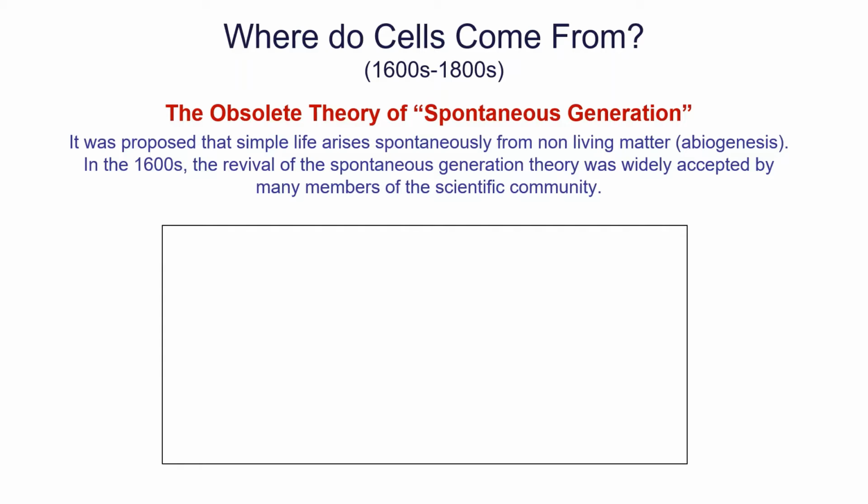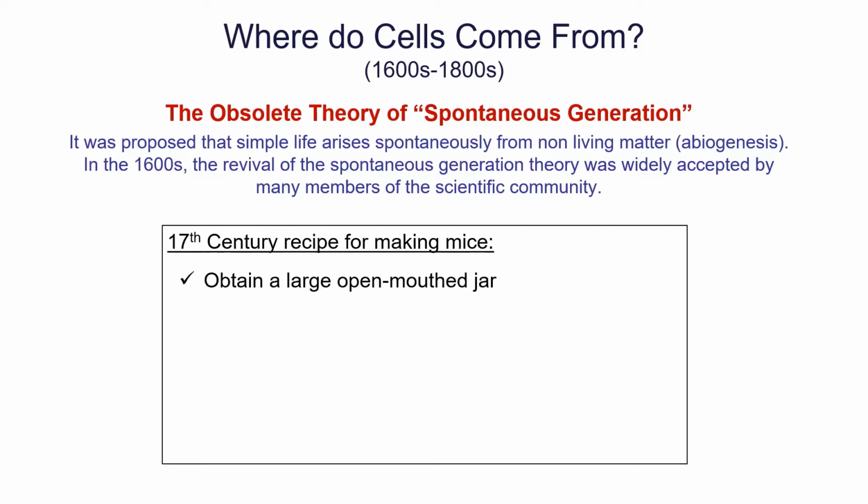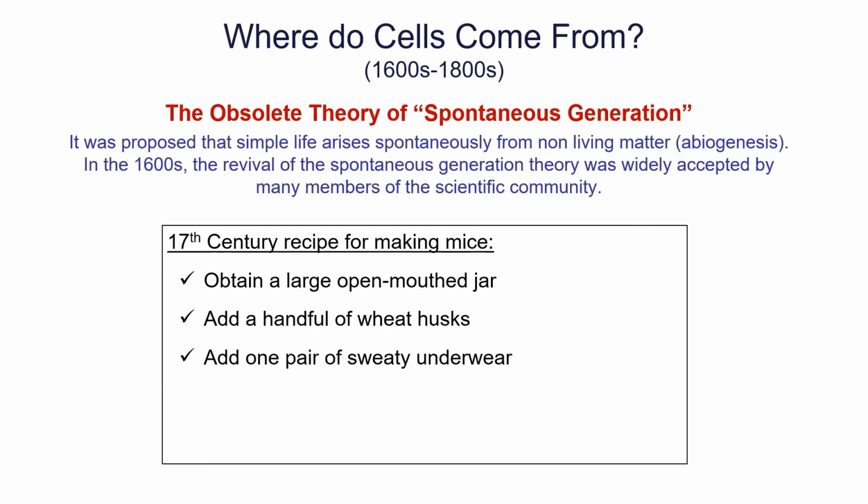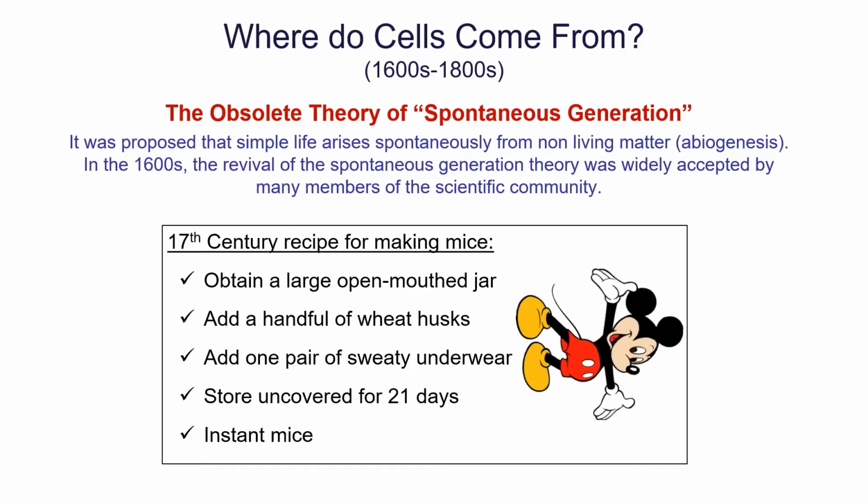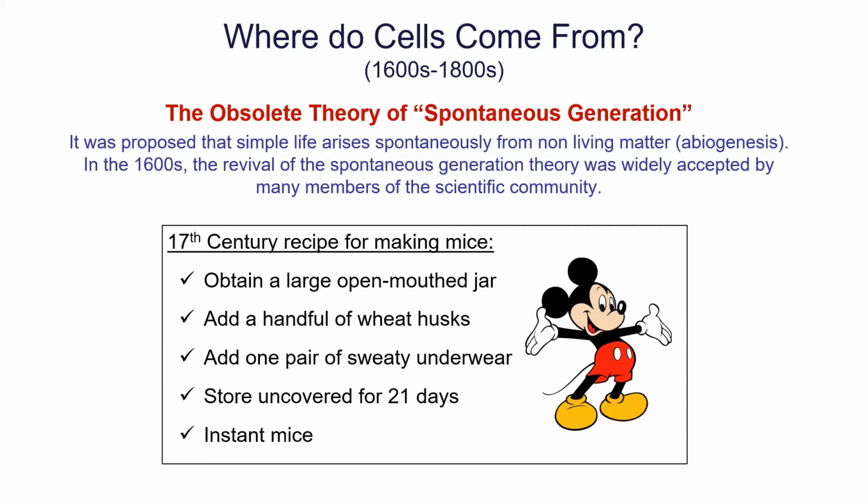So I'll show you an example here. I have a recipe, and you can find these recipes on the internet. This is a recipe from the 1600s for making mice. And the recipe is like this. You get a big jar, and you put in some wheat and a pair of sweaty underwear. I'm not really sure why that's part of the recipe, but apparently it is. Then you store it uncovered for 3 weeks, and then what do you get? You get mice. So I know this is kind of silly.